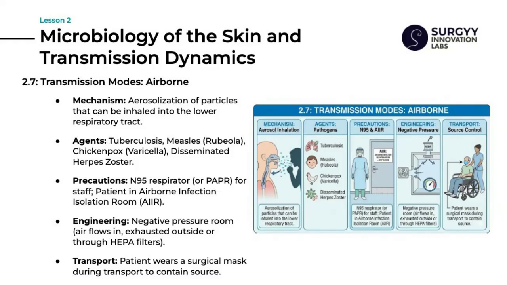Agents that utilize this route include tuberculosis, measles, chickenpox, and disseminated herpes zoster. Precautions are strict, requiring an N95 respirator or PAPR for staff and placing the patient in an airborne infection isolation room. Engineering controls include a negative pressure room, where air flows inward and is exhausted outside or through HEPA filters. During transport, the patient must wear a surgical mask to contain the source of the infectious particles.